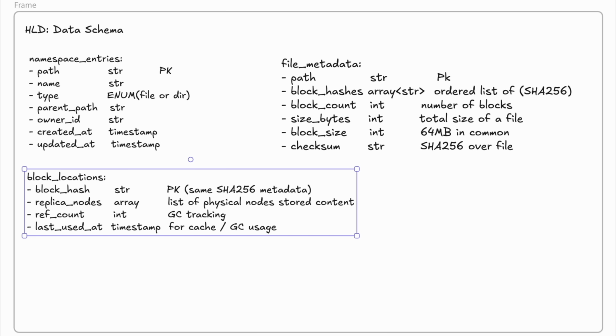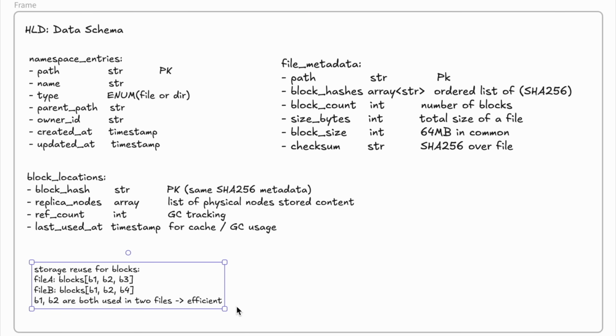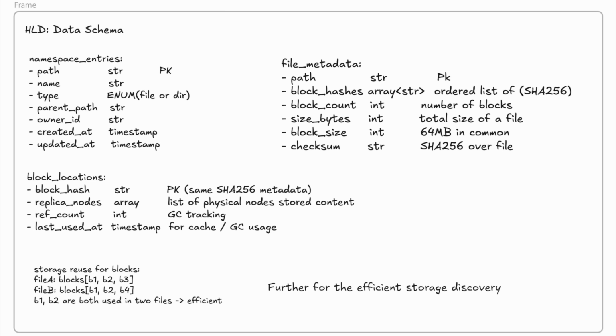Ref count tracks how many files reference this block, critical for efficient garbage collection when files are deleted. Last used at helps with eviction policies or diagnosing cold storage patterns. This table abstracts the physical distribution layer and enables efficient, fault-tolerant retrieval of blocks at scale. Now we have a clear look at the high-level design, with a fundamental understanding of the building blocks, the data flows, and the data schemas.